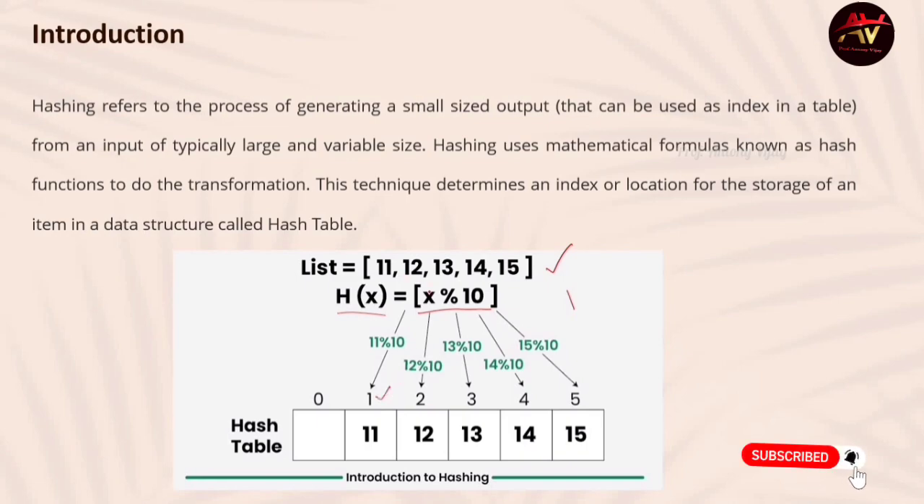Likewise, 12 is applied to the hash function. So 12 modulo 10, now the remainder is 2. So 12 is stored in index 2. Again 13, 14, 15 are applied to the hash function, so they are stored in the third location, fourth location, and fifth location respectively. So this is the general process of hashing.